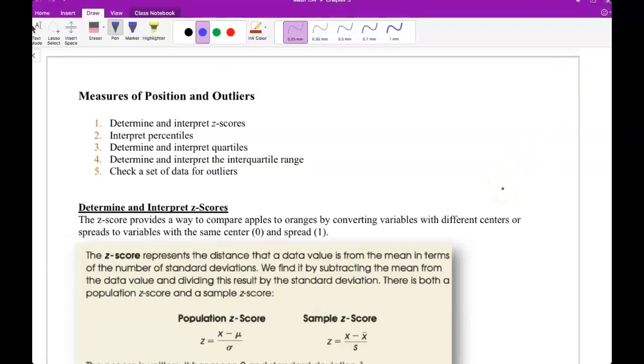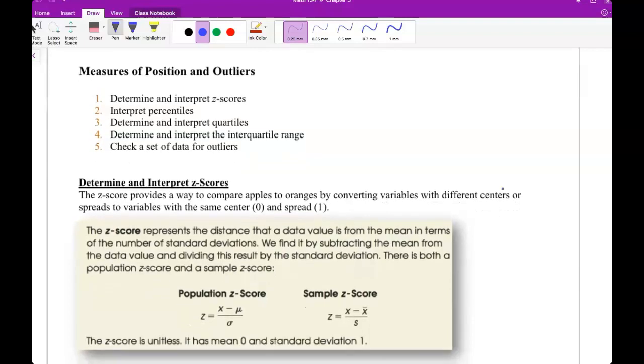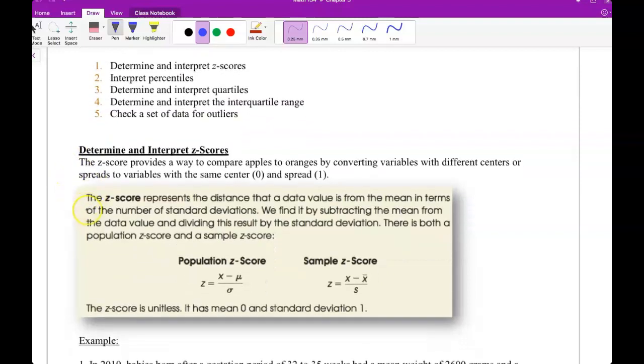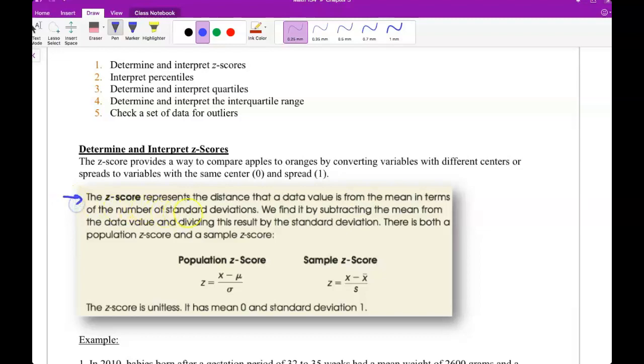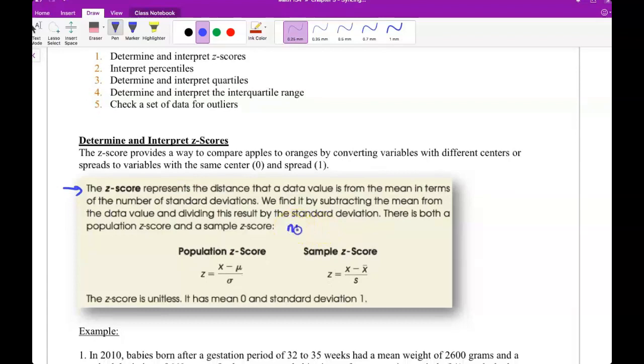Hello everyone. Here we have measures of position and outliers. In this part we have z-scores. What a z-score represents is the distance of a data value from the mean in terms of number of standard deviations.